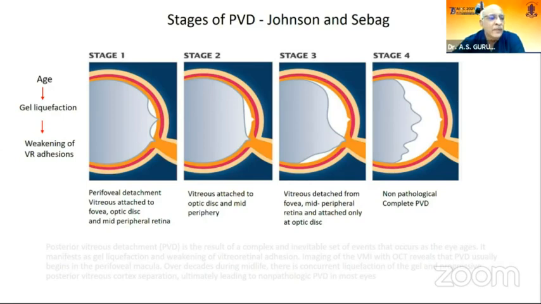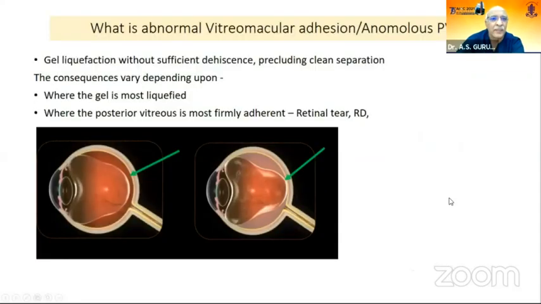With age, there is gel liquefaction and there is weakening of the vitreoretinal adhesions, and that is what causes a peripheral detachment. The fovea is usually attached, and around the fovea there is a detachment, which gradually progresses and causes detachment of the peripheral retina as well, and finally comes off from the optic disc. So that is the non-pathological complete PVD that occurs in a healthy person.